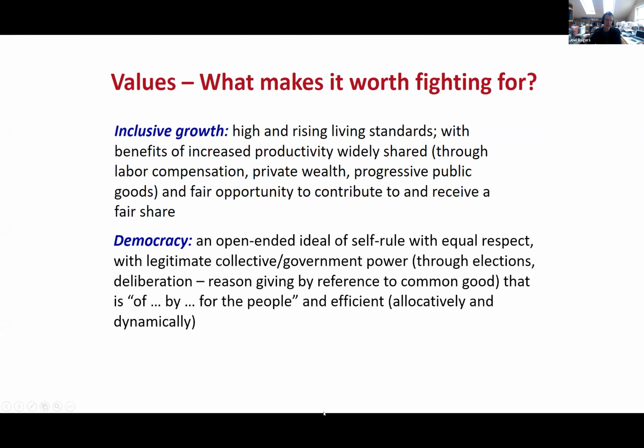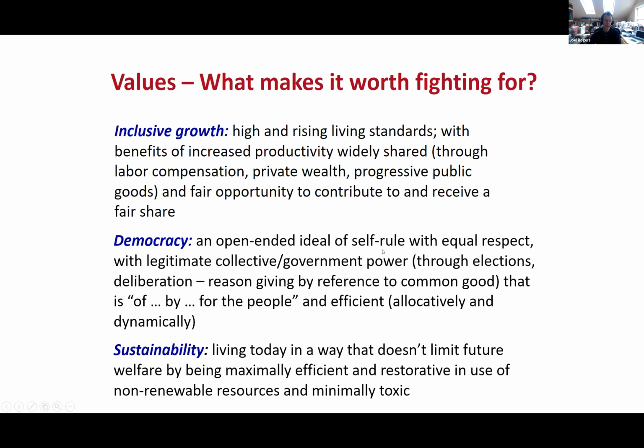You want it to be democratic and accountable to the people. And you want it to be efficient in that democracy. You don't want to waste your tax dollars. You want government to be allocatively efficient in the sense of assigning resources and services to the people who want and need them the most. But you also want it to be dynamically efficient. You want it to learn over time.